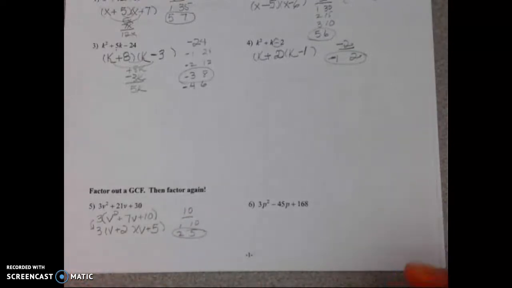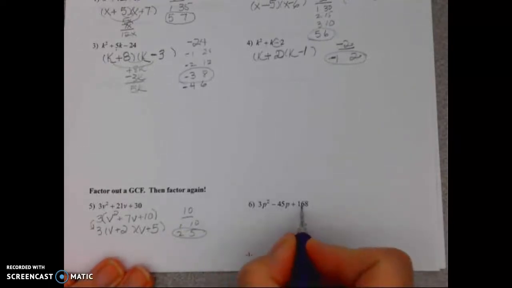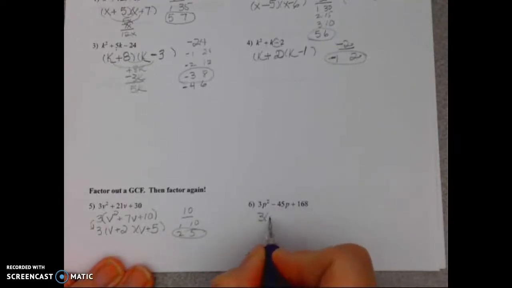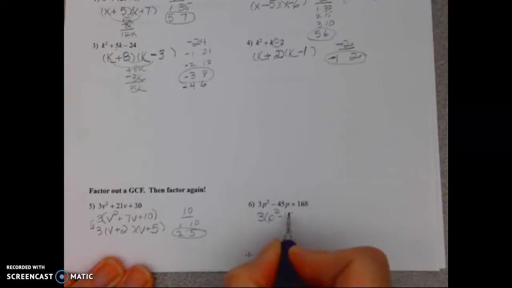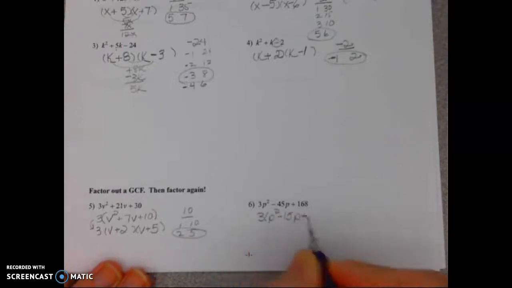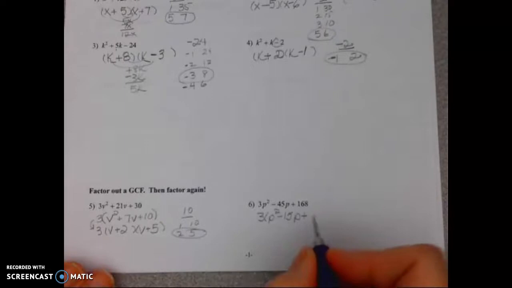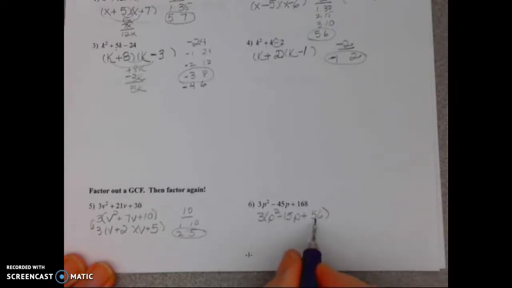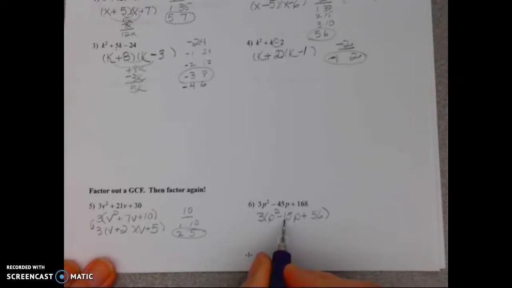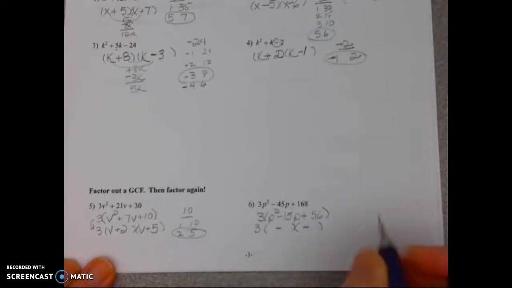Let's look at number 6. Factor out a 3. I'm left with p squared minus 15p plus 168 divided by 3 is 56. I need factors of 56 that add to -15, which means when you're putting the signs in parentheses when you're doing your setup to factor it, the signs have to be the same.